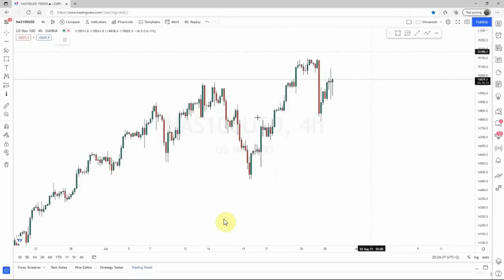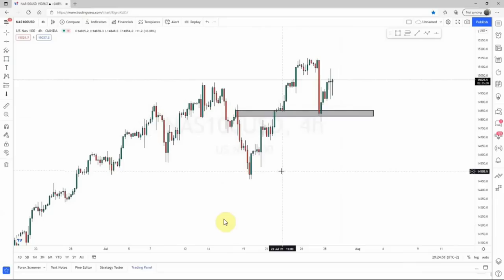An order block that wasn't respected. Even though it's this order block and it's this leg that took that low. Now remember, guys, this order block was respected. It just wasn't respected where we know it to be respected.